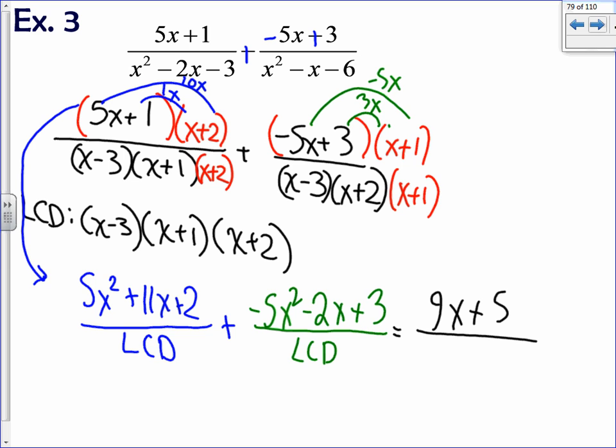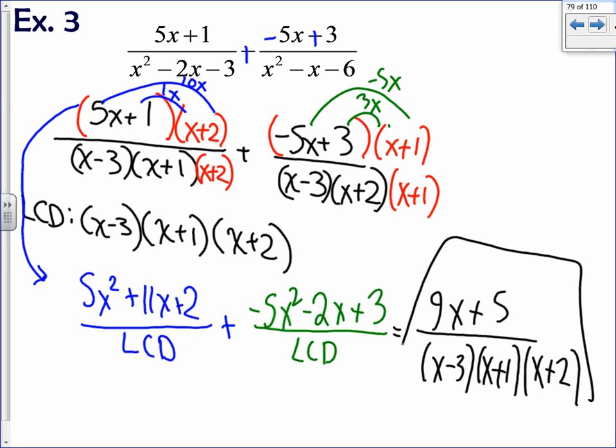Now I can't, in my final answer, say LCD. You have to write it out at this point because you are answering the question now. So no more shortcuts. Because 9x plus 5 is prime, you can't factor that at all. And that factor is not present in the denominator. This is reduced. So that's it.